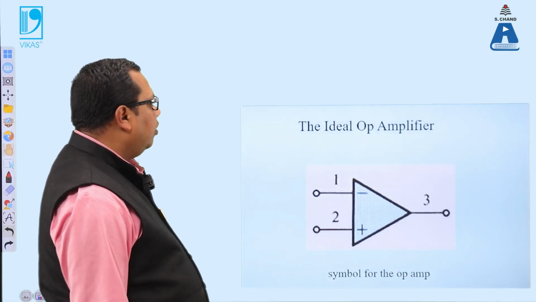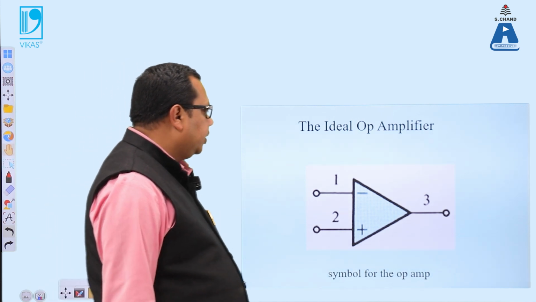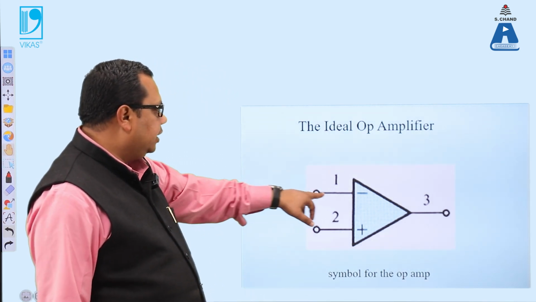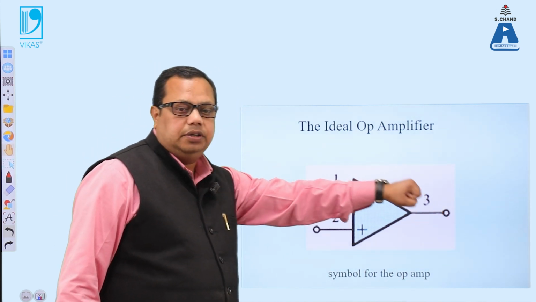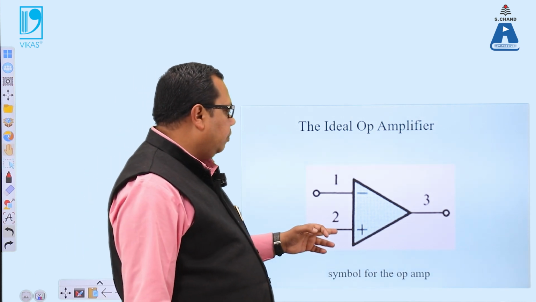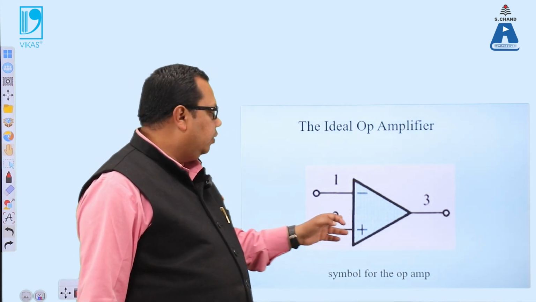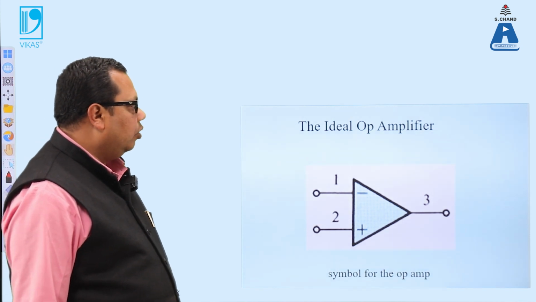So this is the ideal operational amplifier, and this is its symbol. Here we can see one leg is negative and one leg is positive. So 1 is denoting the negative, 2 is denoting the positive, and 3 is giving us a particular output.